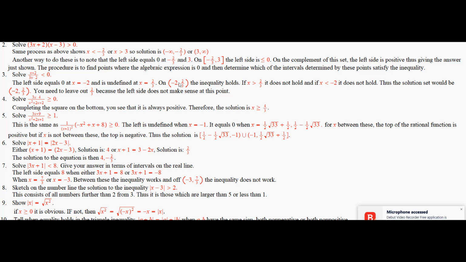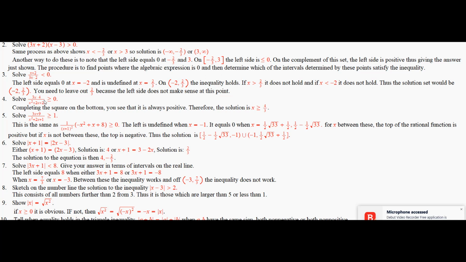If I plug in x equal to negative 2, I get 0. That doesn't work. So you see, I would have the open interval from minus 2 up to 2/3. Now I have to leave out 2/3 because this is not even defined there.